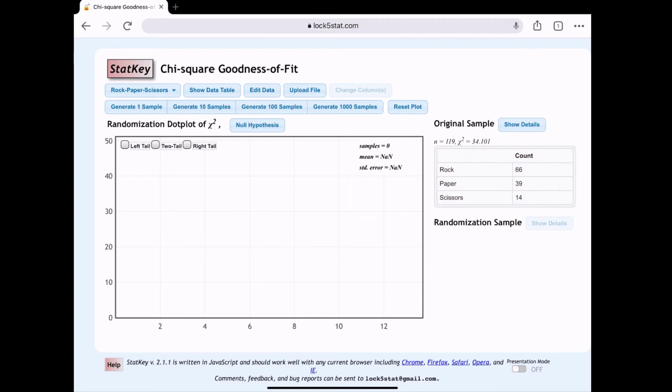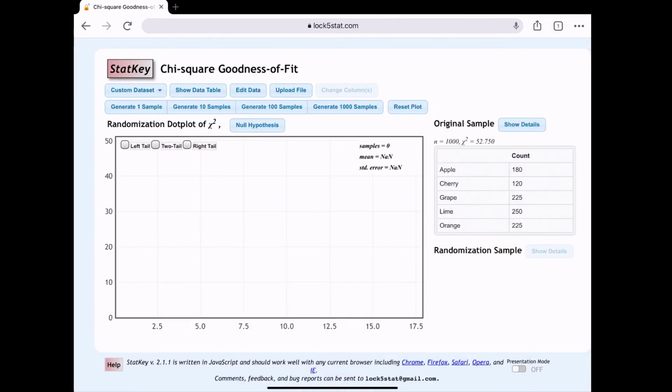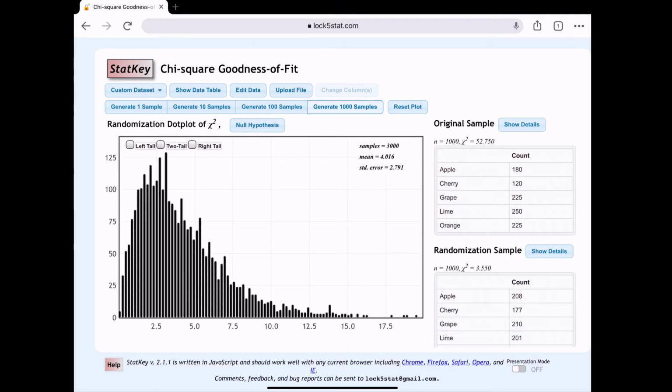So we want to edit the data to match our data. All right, and here I have a header row, so I'm going to leave that box checked. And here we have our data, and you can see that statistic is confirmed. On the side, you see that under the original sample, chi-square is 52.750. And what I want to do is generate a few thousand samples. We'll just call it maybe 5,000. Here's my 5,000 samples. I want to recognize that each one of these dots on this distribution is a chi-square statistic generated under the assumption that all the proportions are equal.